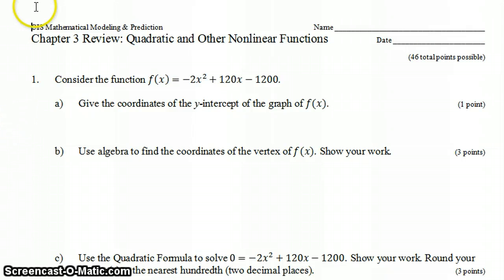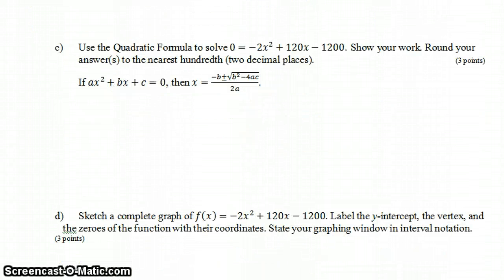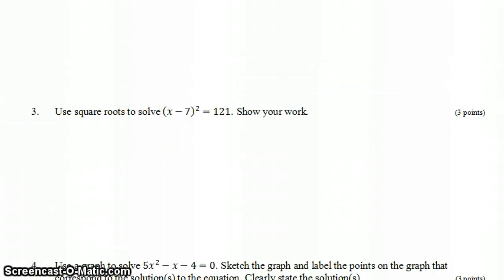Good morning, this is Mr. Sam, and today we're working on the review for the Chapter 3 final and the Quarter 2 final. So the first several problems you can do without a computer.